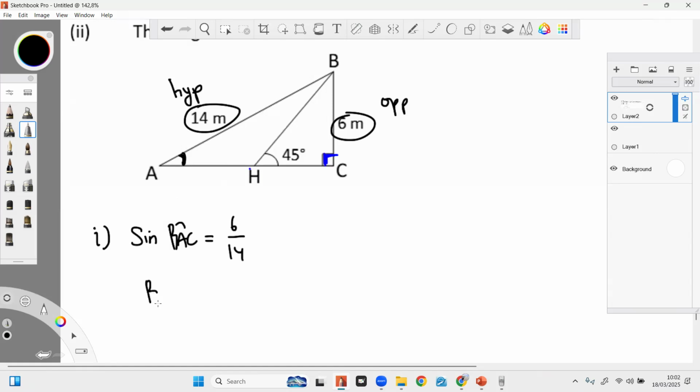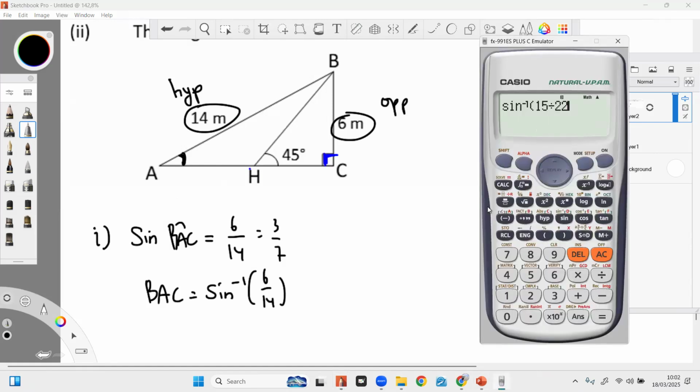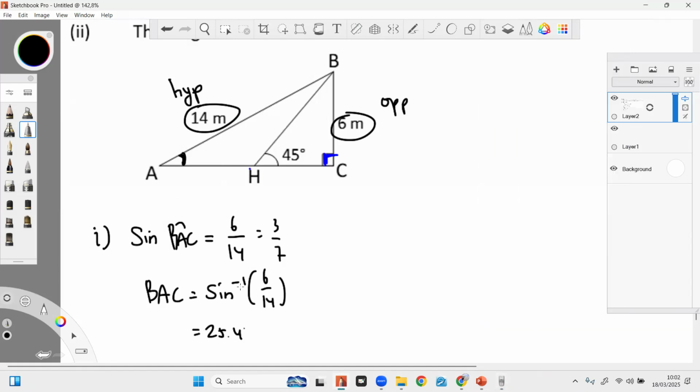Then you can get the angle BAC by inversing 6 over 14, or you can simplify to 3 over 7, up to you. But I don't think it is necessary. Both of them are correct. 6 over 14, all good. 25.4 degrees we get for question 1.